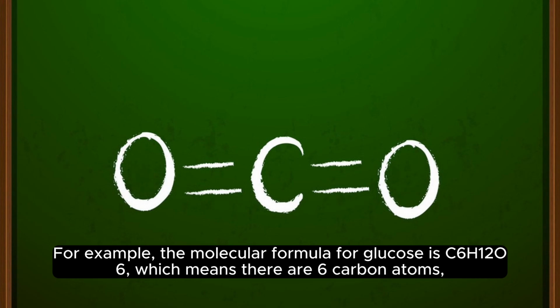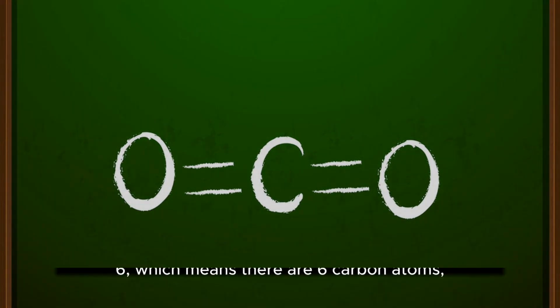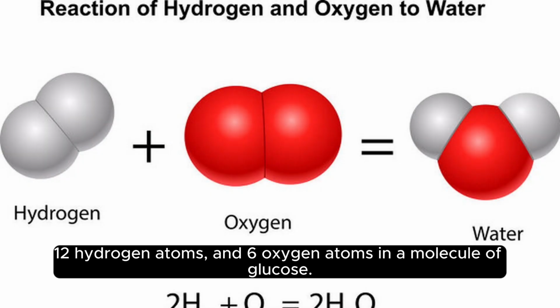For example, the molecular formula for glucose is C6H12O6, which means there are 6 carbon atoms, 12 hydrogen atoms, and 6 oxygen atoms in a molecule of glucose.